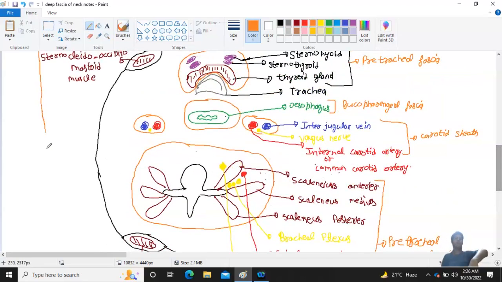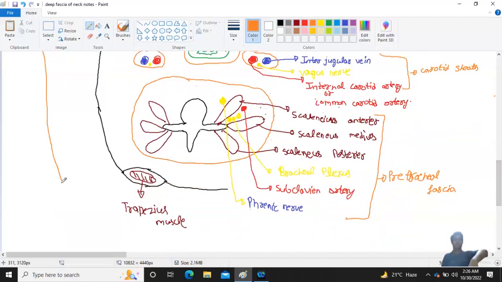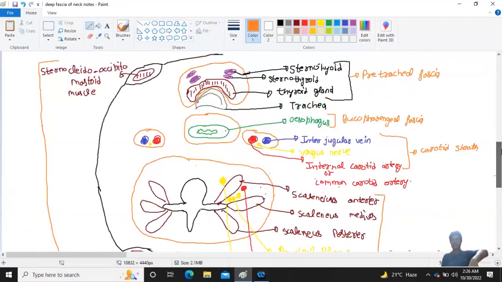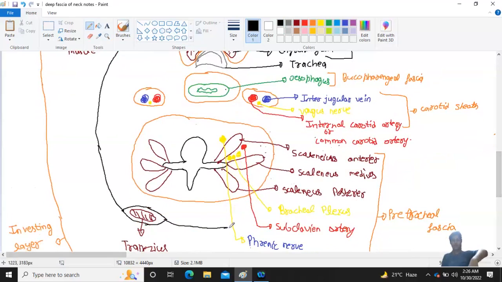All these fascia are internal and deep to the investing layer. This is the investing layer. We draw only one side, but remember, it is present on both sides, and it completes the circle like this. Here are the namings, labeling of the diagram. Done. So this is the transection of all the fascias.